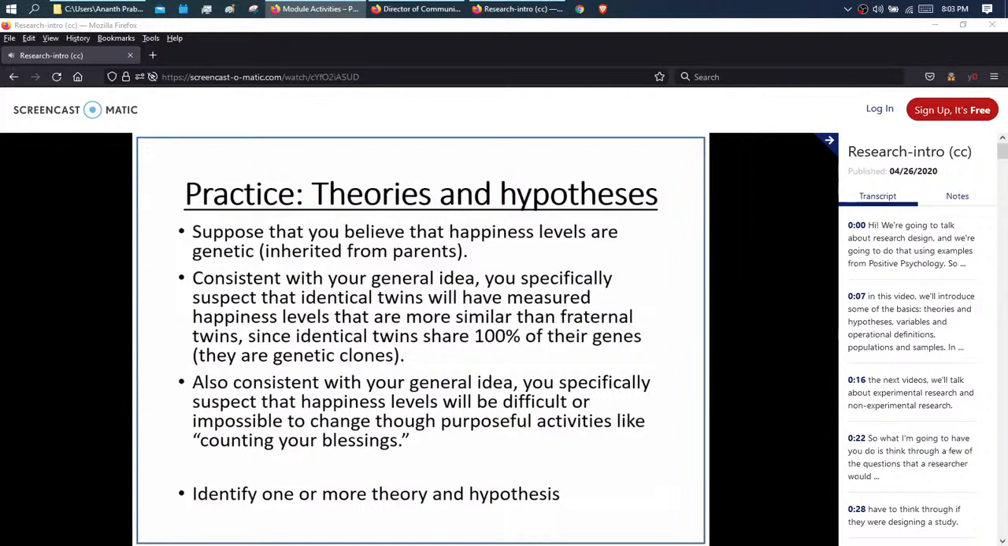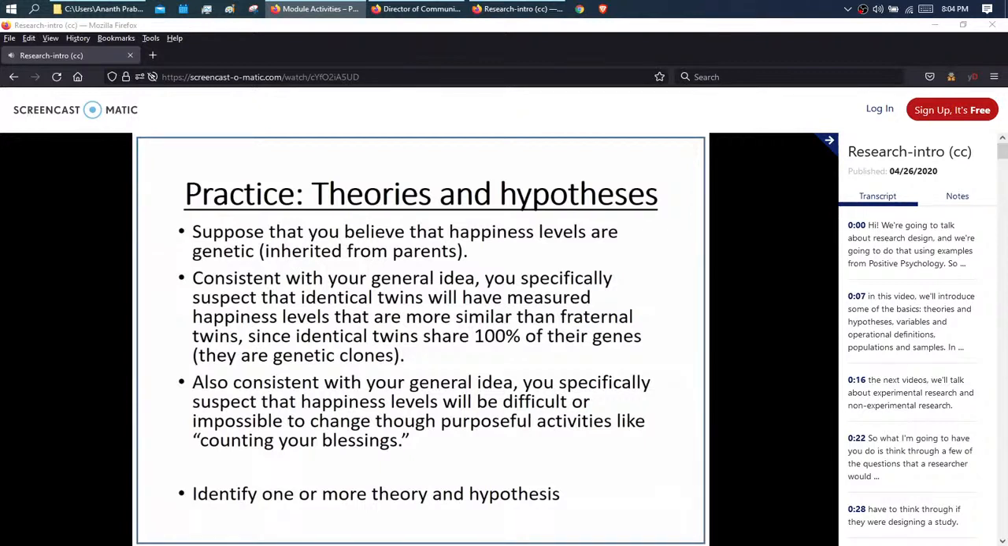It's the first one. The first one is broad. It's general. You can't directly test it. So the next 2 bullet points are specific hypotheses that can be tested. You can get a group of twins. You can measure their happiness levels and then get data. Or you can have a group of people and then train them to do a particular activity and then measure their happiness levels. Those are testable. And you'll either support or not support your hypothesis, and then in turn support or not support your theory.